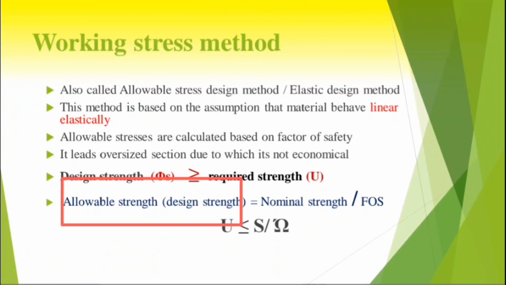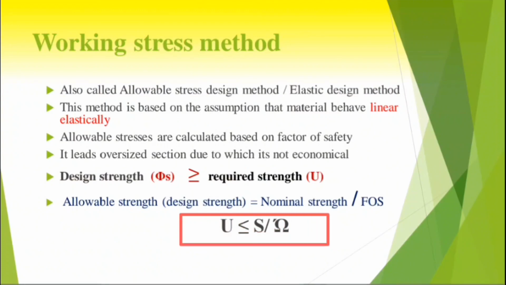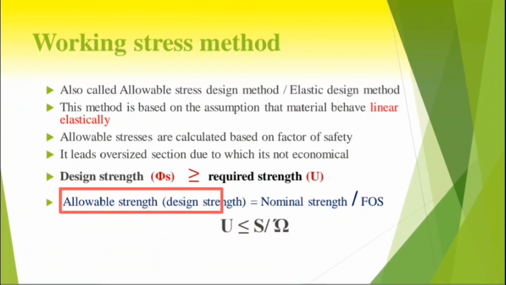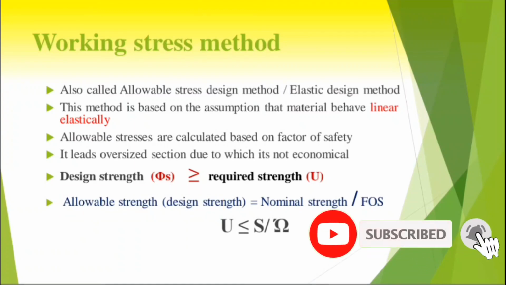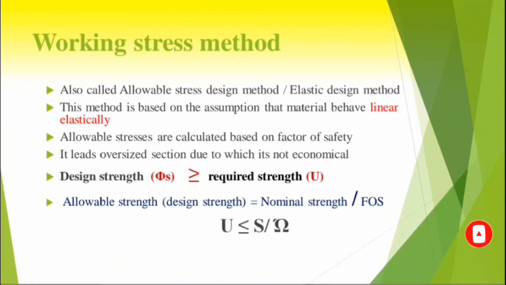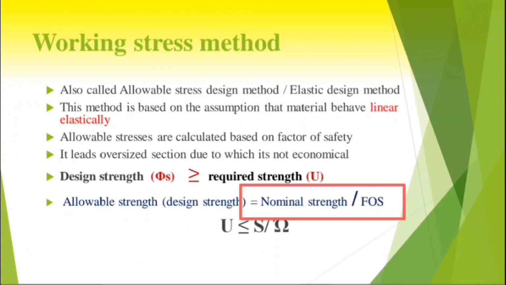So for this, we require a large section to bear the applied stresses. So this is the main concept of the working stress design method. I mentioned generally that the allowable stress is less than or equal to the nominal strength divided by the factor of safety. So remember this, by doing this, the nominal strength is divided by the factor of safety.